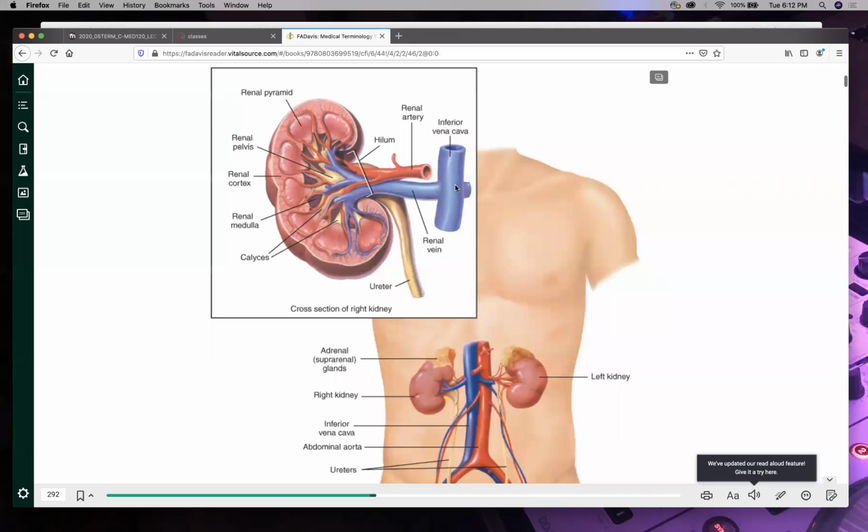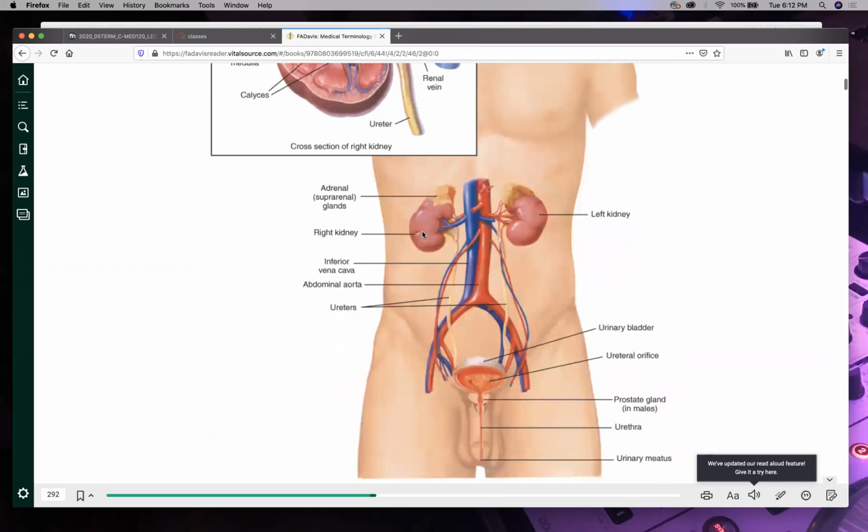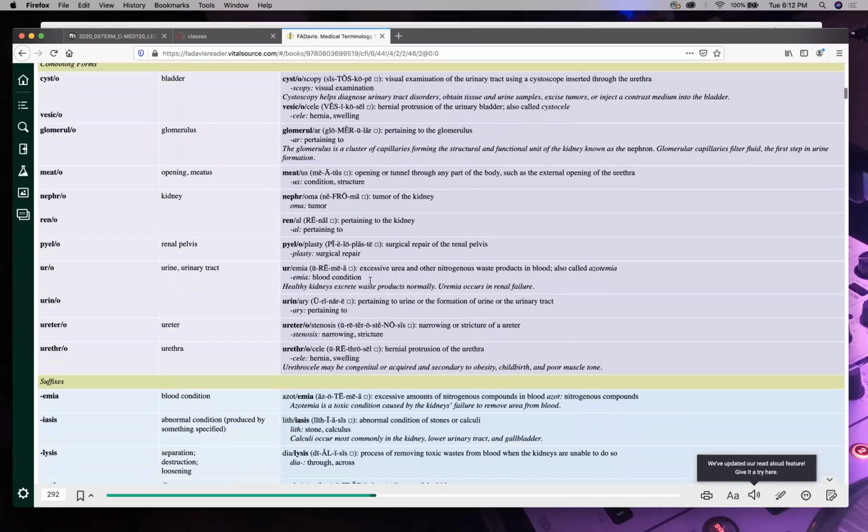And then all that dirty nitrogenous waste that's supposed to be heading its way down towards the toilet is now in your blood vessels. And that's not good. That'll lead to septicemia as well. So uremia is a blood condition of excessive urea or other nitrogenous wastes, or waste that has nitrogen in it. And that's not a good thing. And that is also called azotemia.